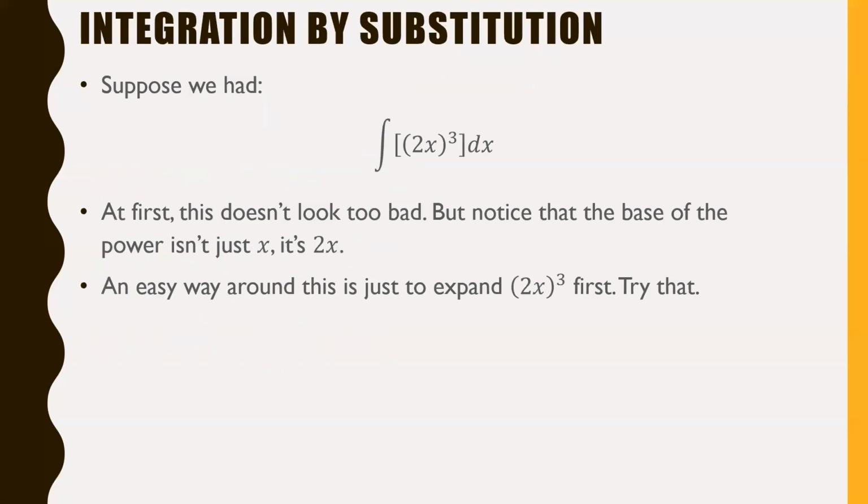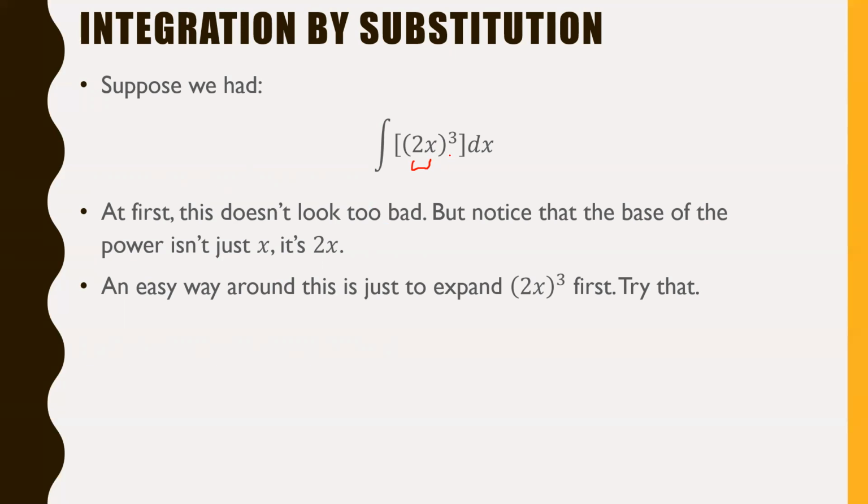Let's move on. So we're going to introduce a new concept today called integration by substitution. I want to start with an easier level question here. I want us to suppose we had the integral of (2x) cubed dx. So notice 2x is being cubed. Now at first glance, this doesn't look too bad, but what I want you to notice is that the base of the power isn't just x, it's 2x. So it's 2x to the power of 3.